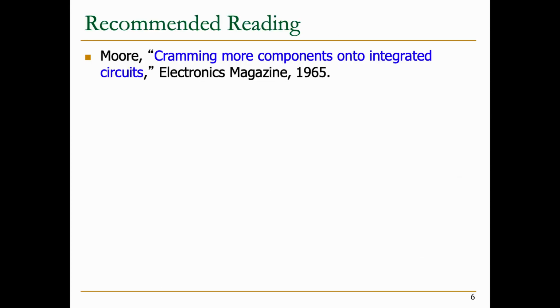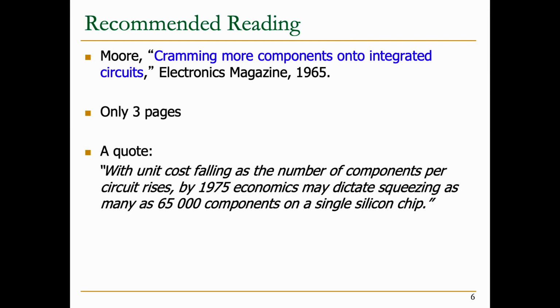So this is the paper. Honors Motlu recommends going through this paper, just 3 pages long, and it was written in 1965. There are 2 important quotes from this paper. The first one: by 1975, economics may dictate squeezing as many as 65,000 components into a single chip. So you can see the beauty of technology, and it's very beautiful to enable this technology to accommodate more and more transistors.